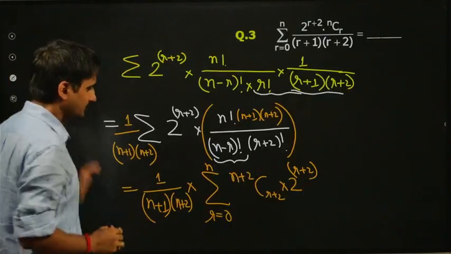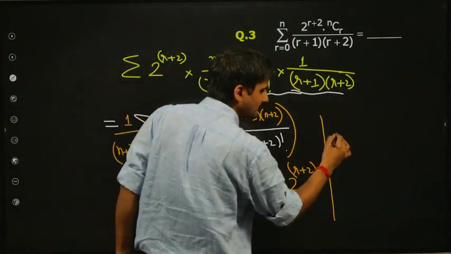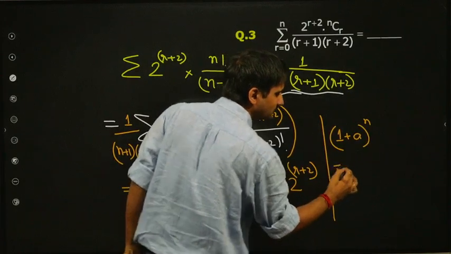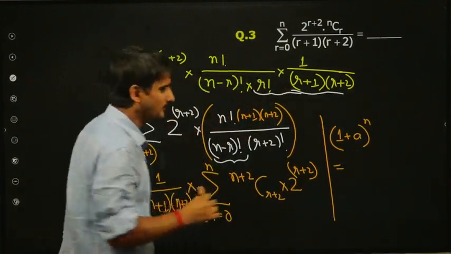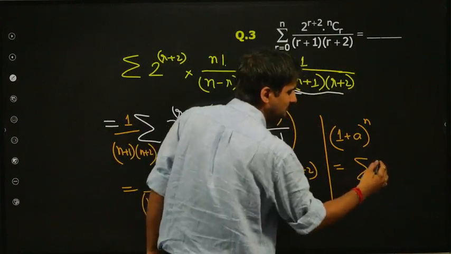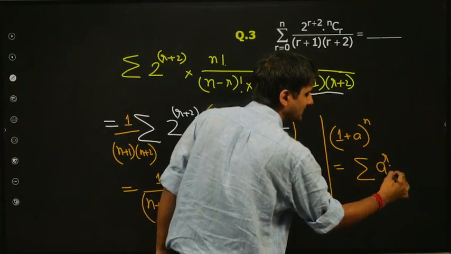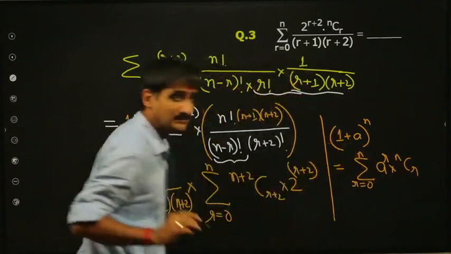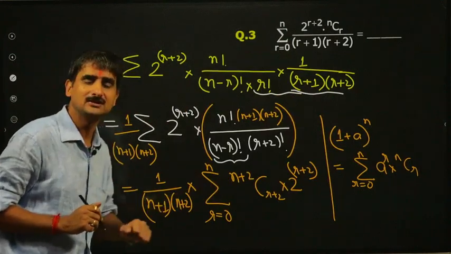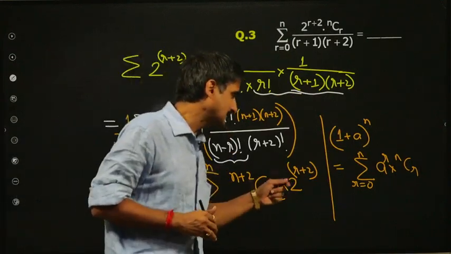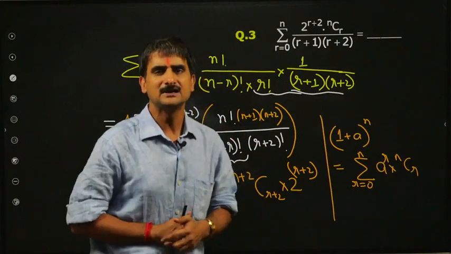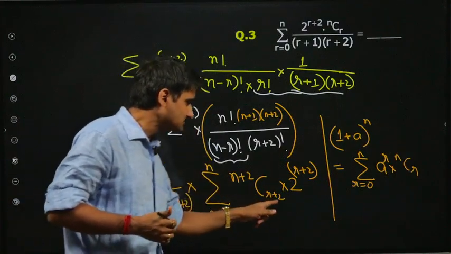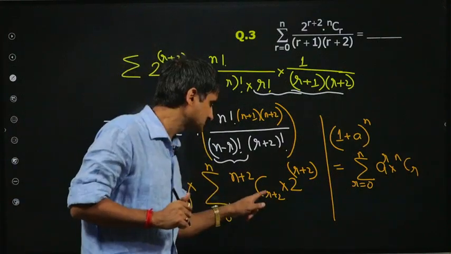Now if you go with this expansion, 1 plus a raised to the power n, what can you write for it in terms of summation? It is nothing but a raised to the power r into nCr, where r goes from 0 to n. That's exactly the same thing here. The only difference is that r plus 2, let's replace it by a new variable. When you put r equal to 0, the first term you get here is C2.